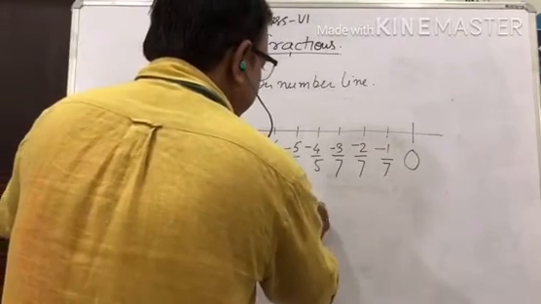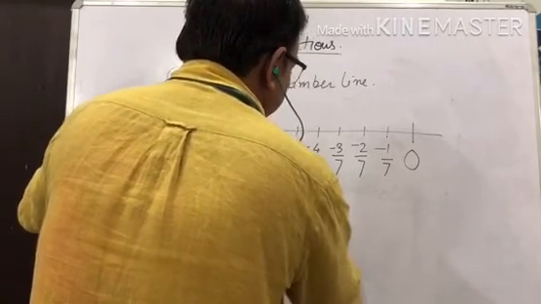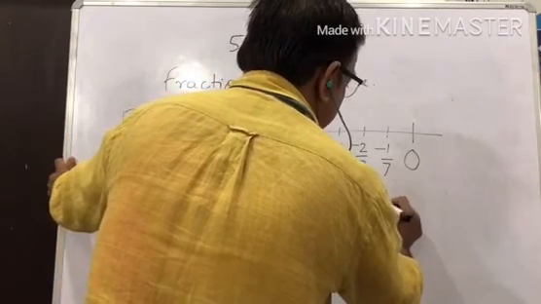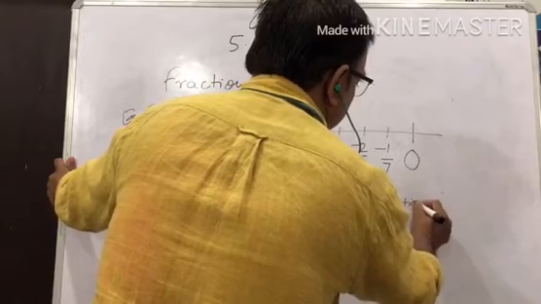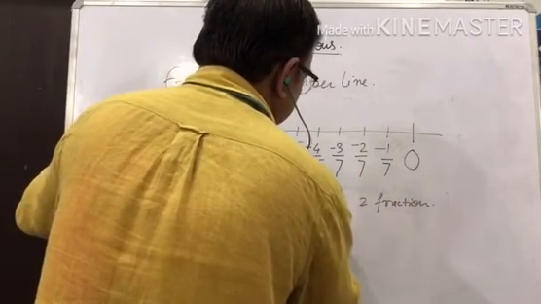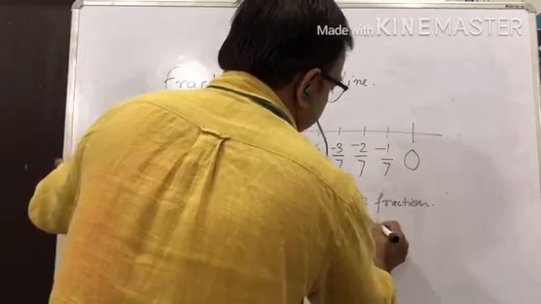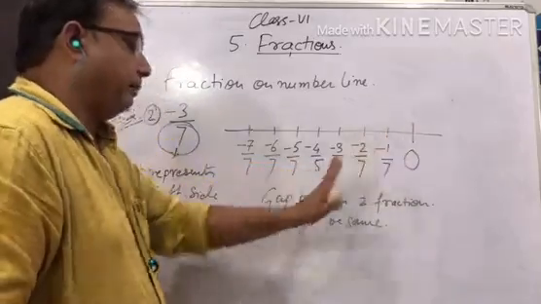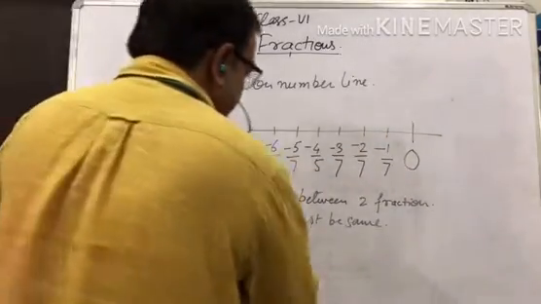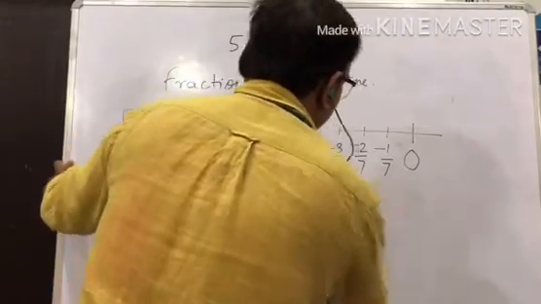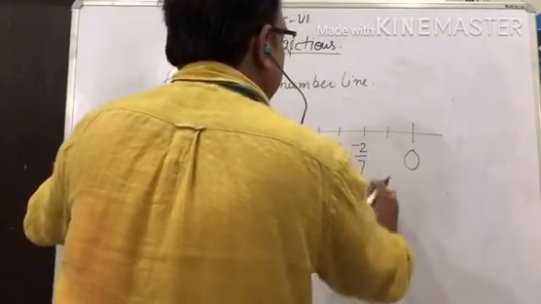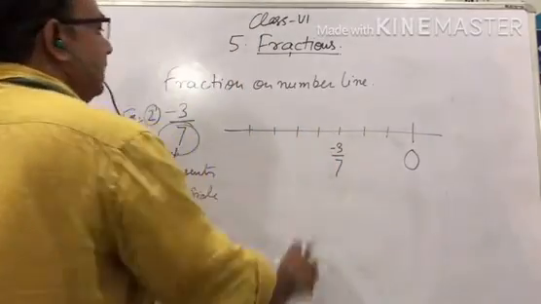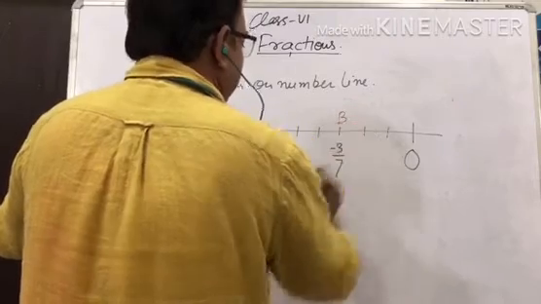The gap between two fractions must be the same. You have to always check that the gap must be the same. Okay, now we rub out those numbers. They are not important. We have to represent minus 3 upon 7. We put here B.